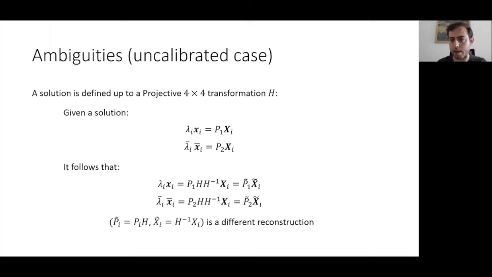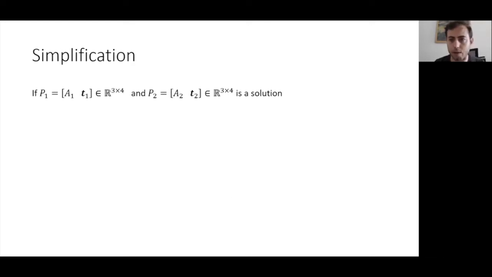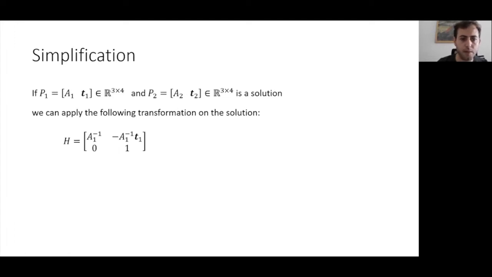So this can be a completely different reconstruction. It can actually distort the scene a lot, and we already saw some examples in the previous lectures of such a distortion. But we can simplify our problem using this ambiguity. So if we have some solution, P1 and P2, where A1 and A2 are invertible 3 by 3 matrices, and T1 and T2 are vectors in R3, then we can apply the following transformation on the solution.